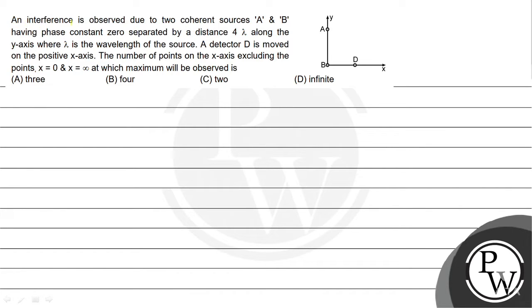An interference is observed due to two coherent sources A and B having phase constant 0, separated by distance 4 lambda along the y-axis, and lambda is the wavelength of the source. A detector D is moved on the positive x-axis. The number of points on the x-axis, excluding the point x equal to 0 and x equal to infinite, at which maximum will be observed is.